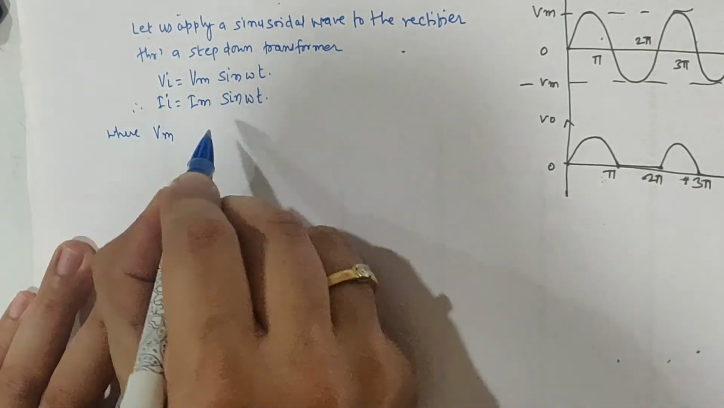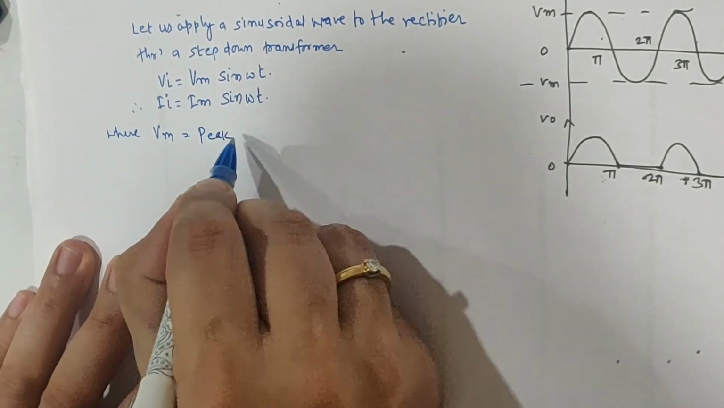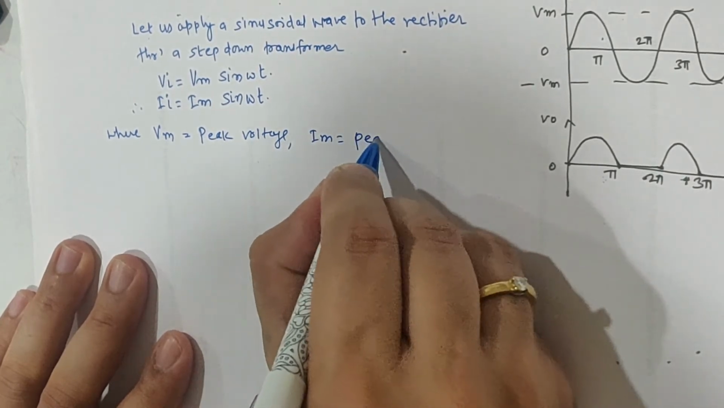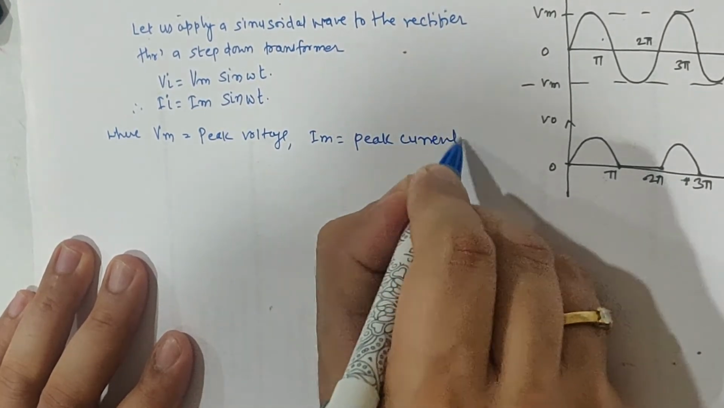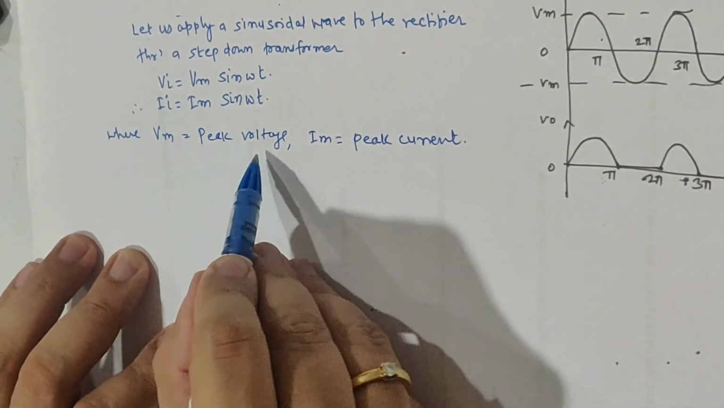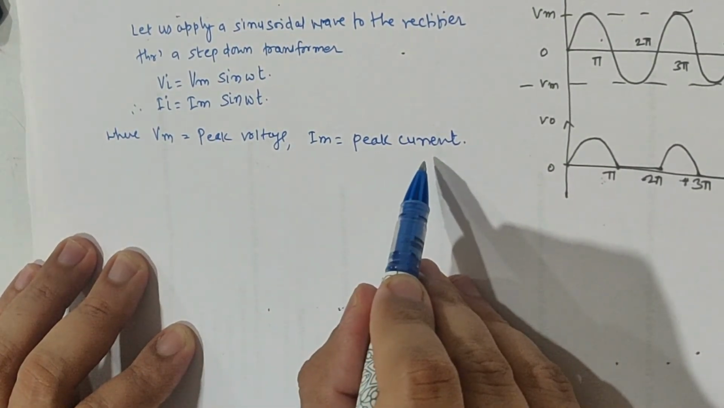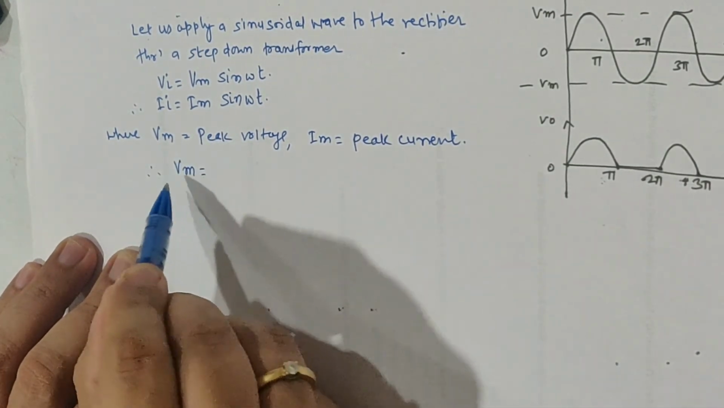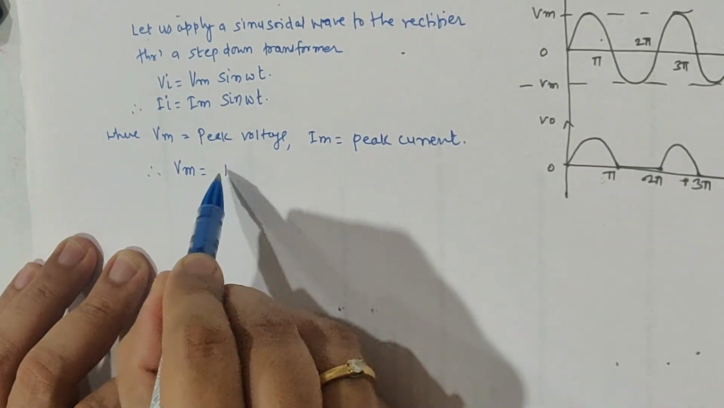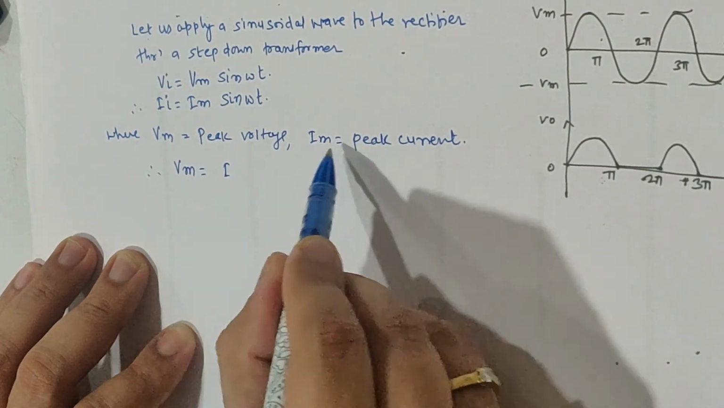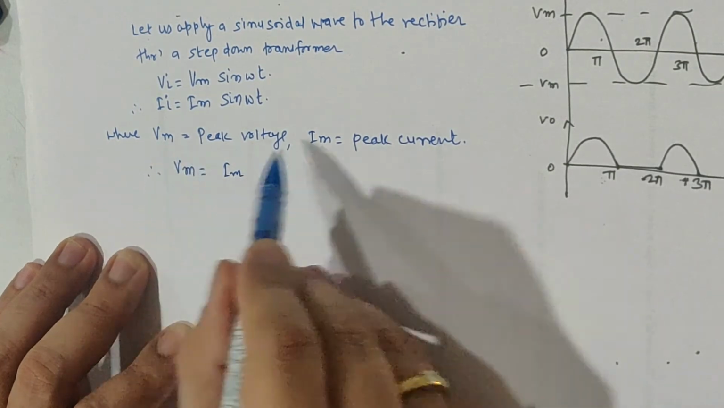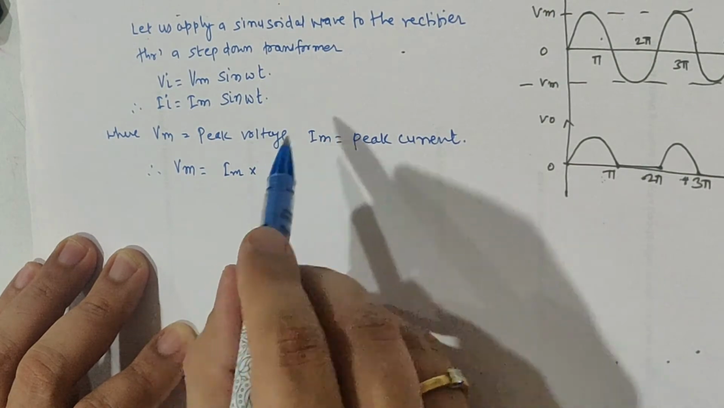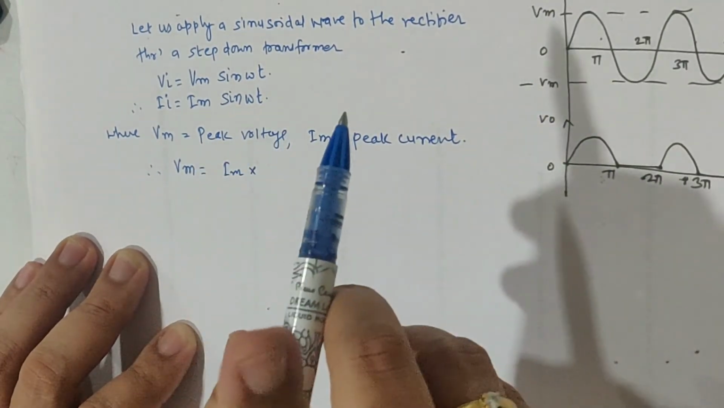I will write where Vm is called peak voltage, and Im is called peak current. Now what is Vm? See, V is equal to IR. So for peak voltage and peak current, the relation is Vm is equal to Im multiplied by R. So how many R's are there in the circuit? Only one, the load resistance, right?